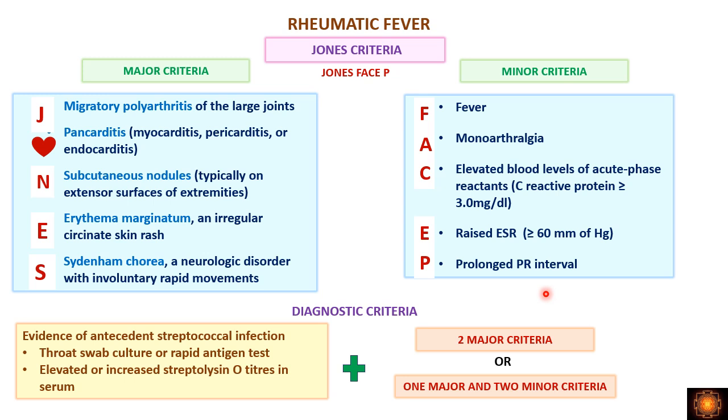Now, what is the diagnostic criteria for rheumatic fever? The patient should have evidence of antecedent streptococcal infection, that is throat swab culture or rapid antigen test should be positive, or otherwise there should be elevated streptolysin O titers in the serum. Along with this, there should be two major criteria or one major and two minor criteria present. If this is present, then we can diagnose that it's rheumatic fever.